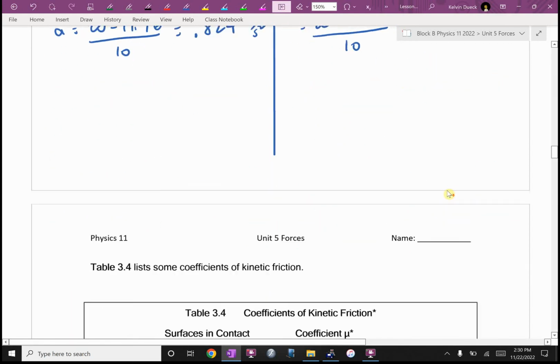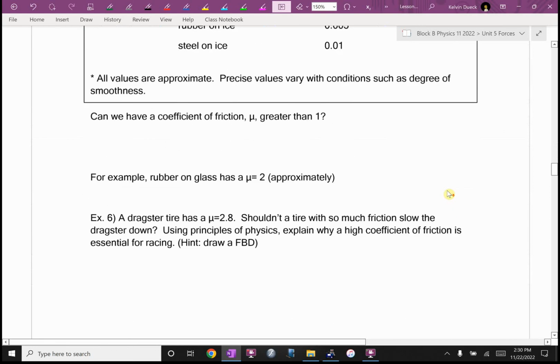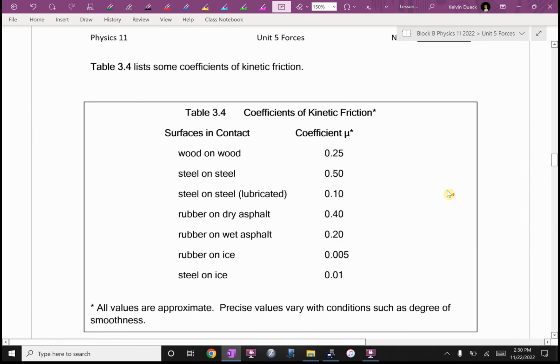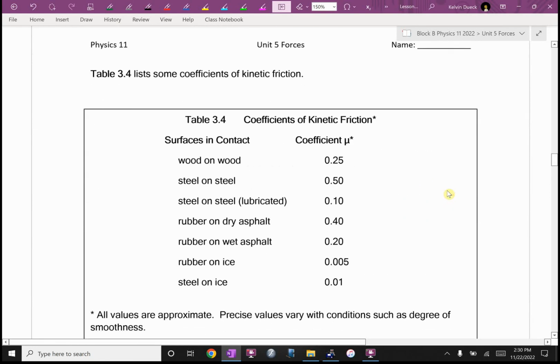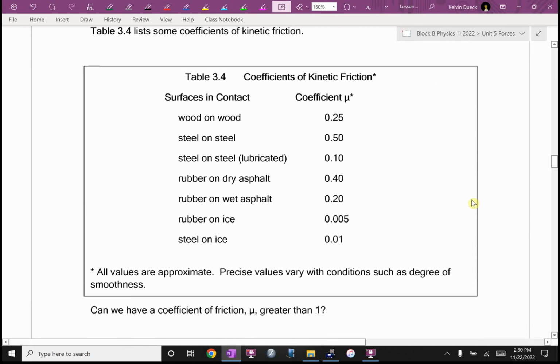One more and I'm going to press pause. I introduced the concept of the coefficient of friction to you. You don't need to memorize any of this, but whenever I introduce a new concept, I like to give you an idea of what's really big and what's really small. So I found this online from a reliable source. These are some common coefficients of friction. Wood on wood, 0.25, fairly slippery, but not really slippery.